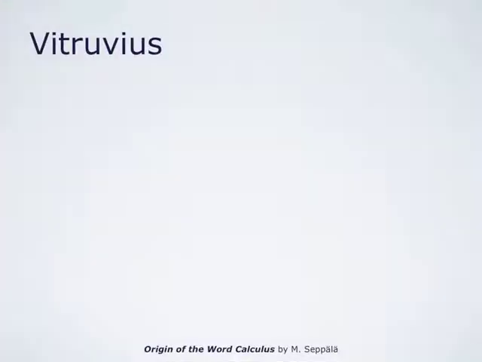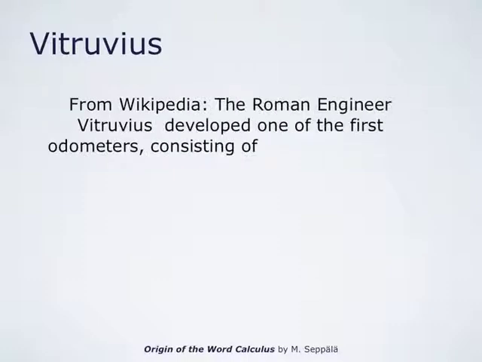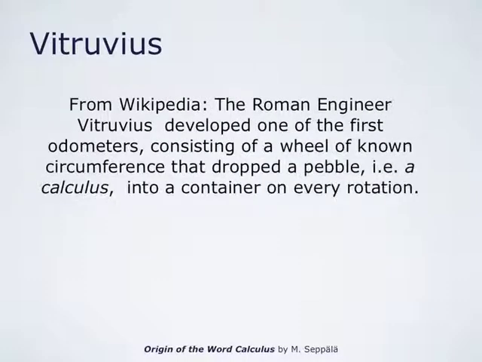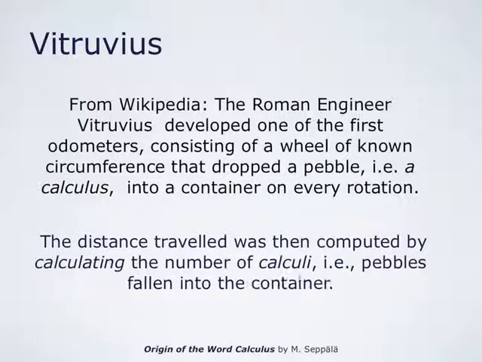Wikipedia explains, the Roman engineer Vitruvius developed one of the first odometers consisting of a wheel of a known circumference that dropped a pebble, that is a calculus, into a container on every rotation. The distance traveled was then computed by calculating the number of calculi, that is, the number of pebbles fallen into the container.